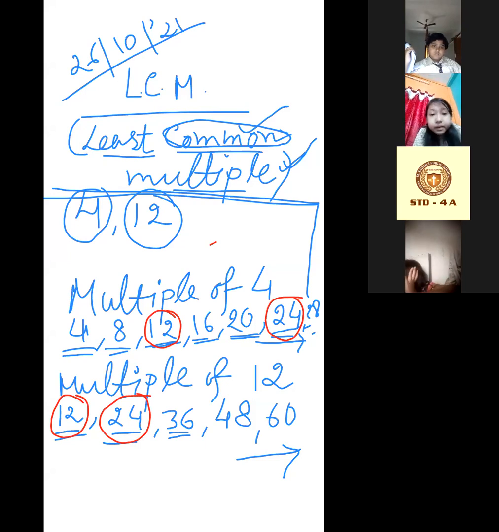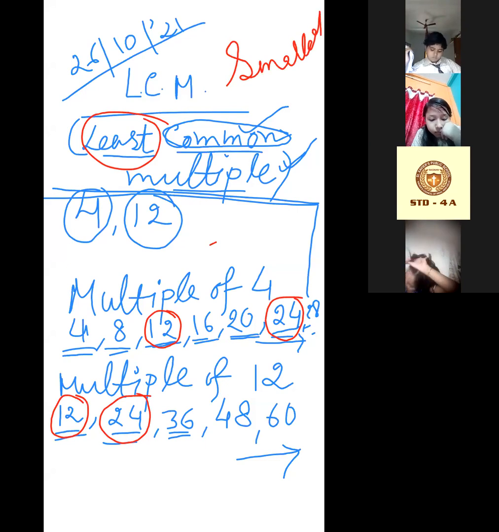Now least. Least means what? Least means the smallest. Now how many common multiples are there? Common multiples 12 and 24. Now between these two, which one is least? The smallest. Which one? 12 or 24? The smallest one.